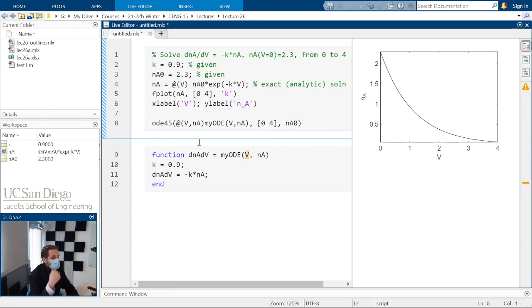The outputs that ODE45 is going to provide, again, aren't a single value, and it's not exactly a function. It's ODE45's interpretation of a function, which is a list of values of V and a list of values of NA. So this will look like V and NA over here.